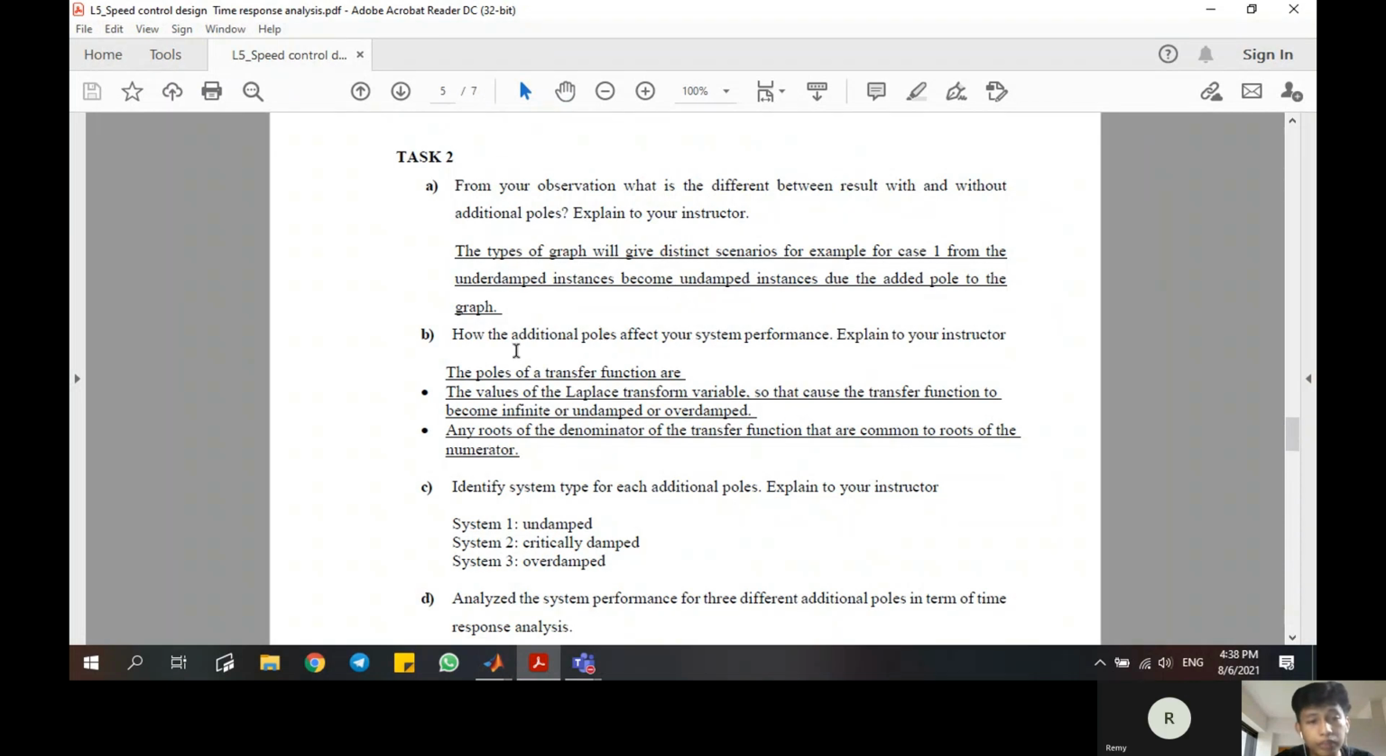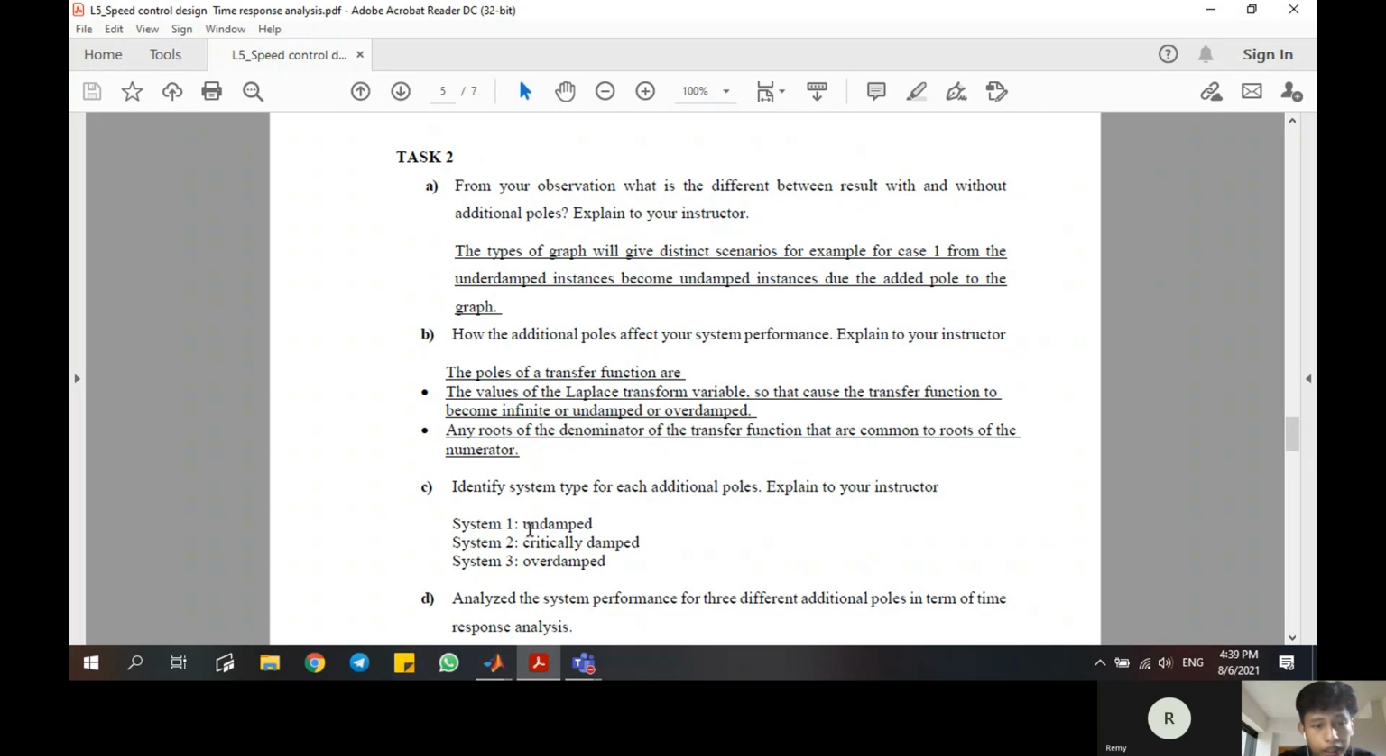And B, how does the additional pole affect your system performance? Explain to your instructor. The poles of a transfer function are the values of the Laplace transform variable that cause the transfer function to become infinite, or underdamped or overdamped. Any root of the denominator of the transfer function that is common to roots of the numerator. C. Identify system type for each additional pole.